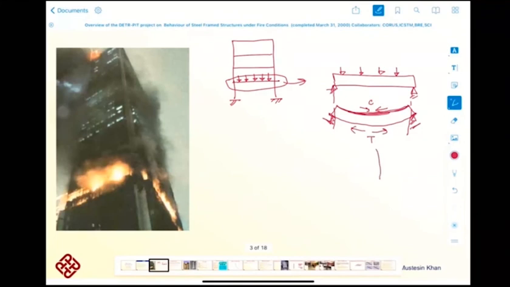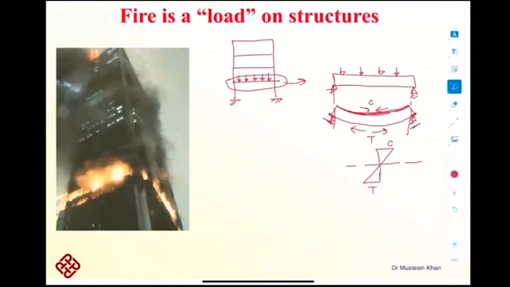So if we draw the pattern of the stress for this beam, it would be like compression at the top from the center line and tension at the bottom. So this would be a kind of stress pattern for this beam. And I said initially that fire is also a kind of load. It means that fire is also inducing some kind of stresses in the structure. And what kind of stresses can fire induce in a structure?